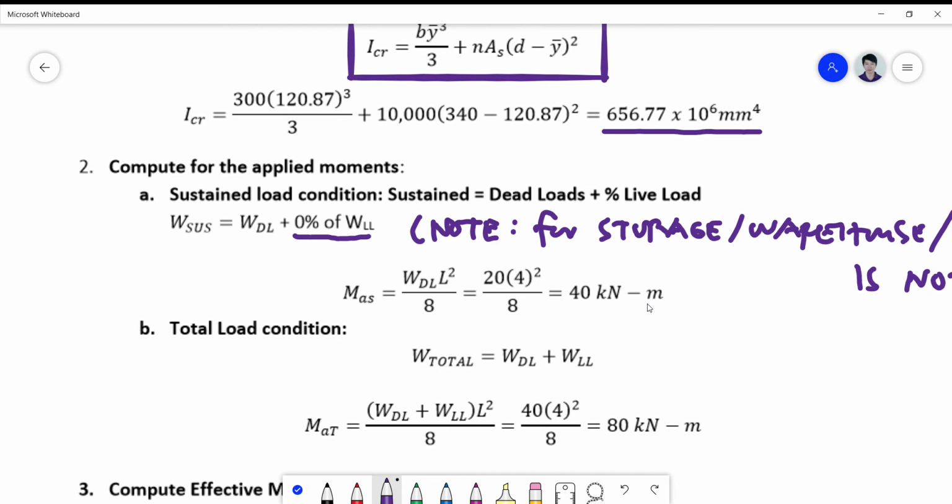So for the total load condition, we simply get it on the basis of the sum of the dead and the live. So this is now the total load condition. We just add the dead and the live here and compute your applied moment in the total load condition. It's the same formula but of different value of W. So this is 40 times 4 squared over 8. So this becomes 80 kilonewton meter.